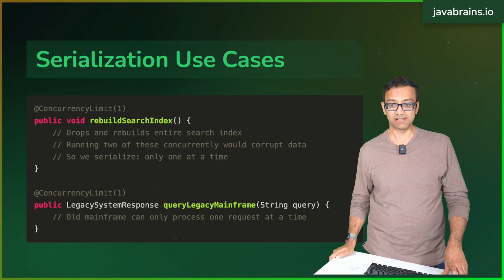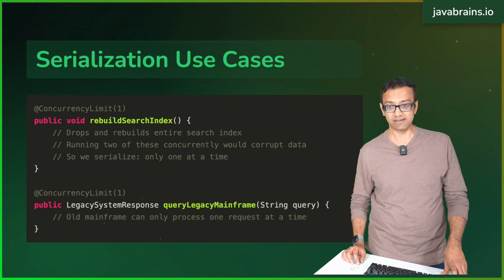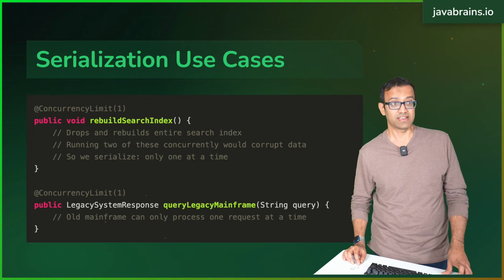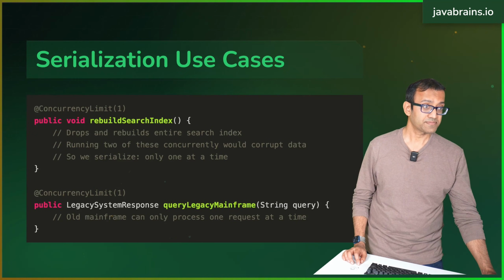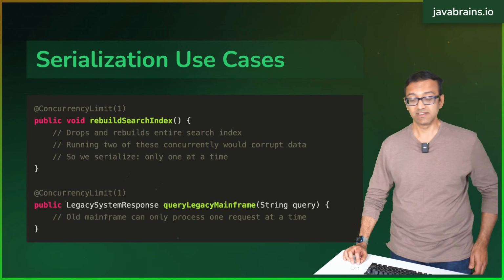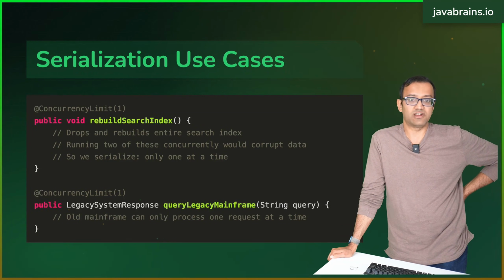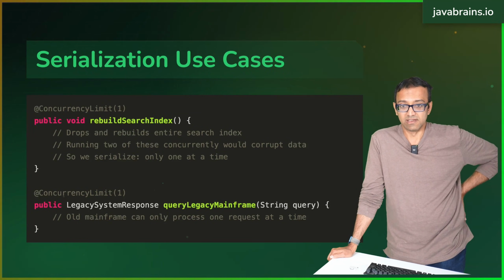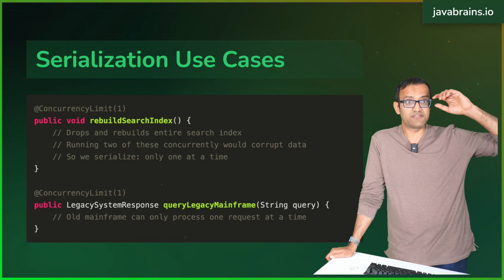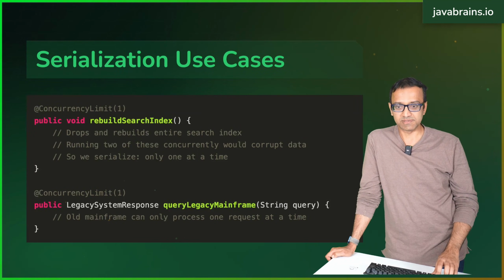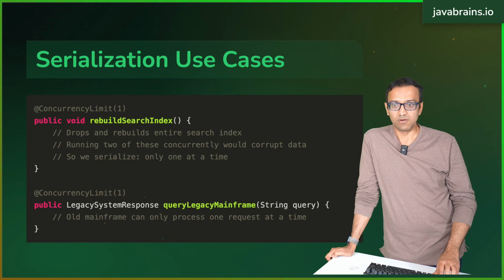So for example, I gave a couple of examples. Rebuilding a search index. When you have a search infrastructure and you want to rebuild the index, you don't want the index to be rebuilt in parallel because that's going to mess things up. That's not a concurrent operation. If you want to query a large mainframe, that becomes concurrent as well. So you can do this to make it serialized.